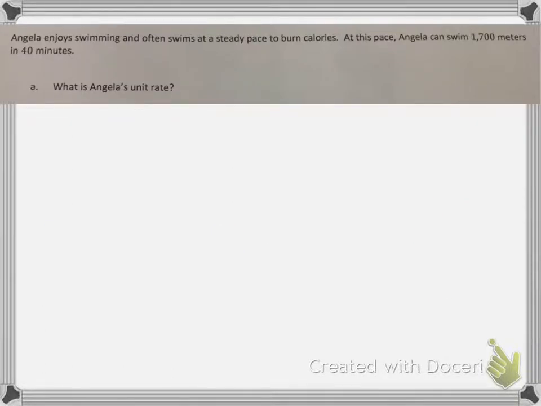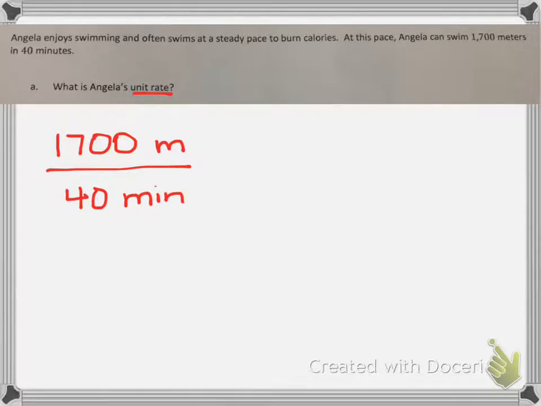Today's example is: Angela enjoys swimming and often swims at a steady pace to burn calories. At this pace, Angela can swim 1,700 meters in 40 minutes. Our job is to find out what Angela's unit rate is. I'm going to start by writing the rate, which is 1,700 meters in 40 minutes. Okay, so I have a rate here, and now I want to change it to a unit rate. My unit rate is just an equivalent ratio. We're just going to find an equivalent ratio where the denominator is 1.